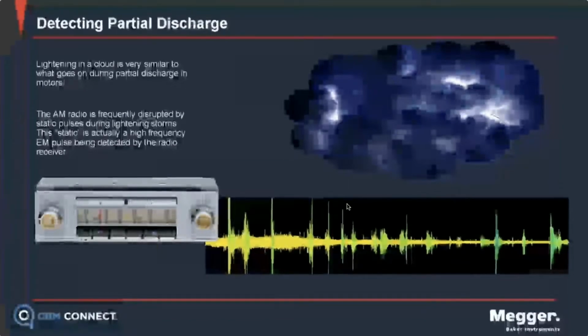So basically, we're doing the same thing as the AM radio. We're detecting those high frequency pulses and isolating them, and then we quantify the peaks relative to some threshold so that we know that partial discharge activity is occurring in our motor or in our system that we're testing.